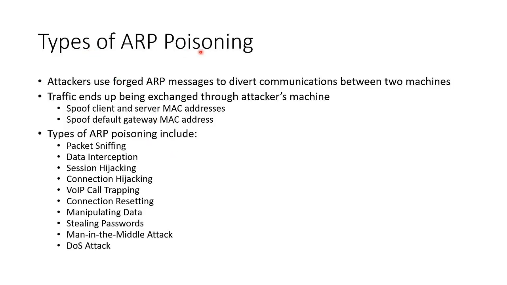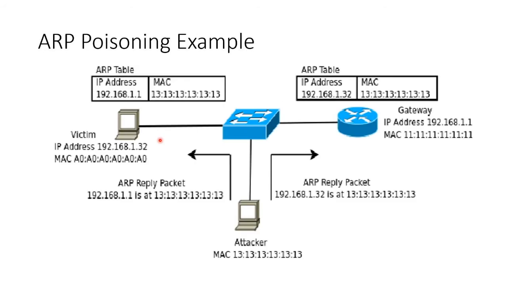So, different types of ARP poisoning. We use forged ARP messages to divert the communications. The traffic ends up being exchanged through the attacker's machine. We could spoof the client and the server MAC addresses, lie to the switch. We could spoof the default gateway MAC address, so everybody sends to us instead of the router. Different ways of ARP poisoning will be a part of packet sniffing, data interception, session hijacking, connection hijacking, voice call trapping, connection resetting, manipulating data, stealing passwords, man-in-the-middle, and denial of service. All of these are based really on ARP poisoning, or can be based on ARP poisoning.